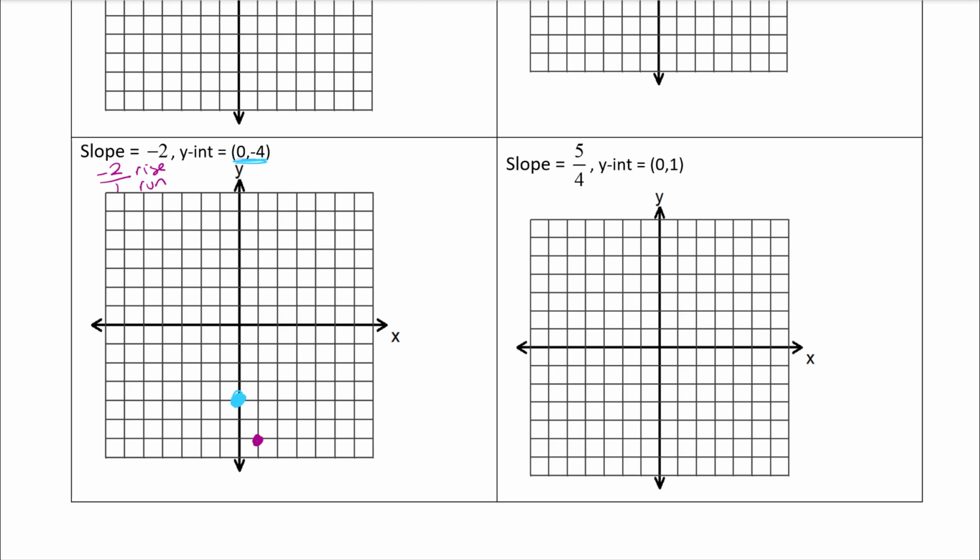I could also rewrite -2/1 as +2/-1. That will get me to rise +2 and run a -1 in the left direction. So up 2 left 1, up 2 left 1, and then just keep repeating that pattern up 2 left 1 until you get all the way off your page.